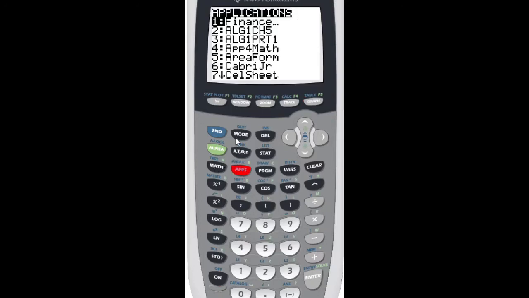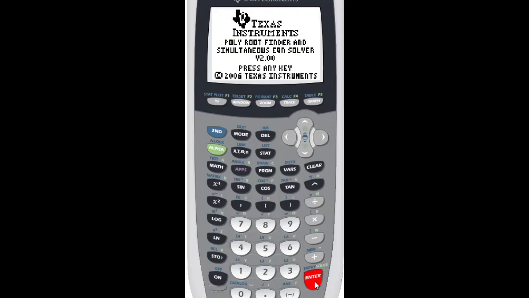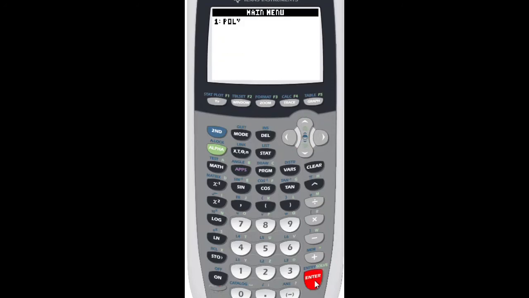So we go to apps, and we're going to go down to the PolySim app. And yours probably only has a couple of apps in it, but I have to scroll all the way down to get to my PolySim app. So it looks like PLYSMLT2. That's what we're going to. Click enter, and it says press any key, so you can click any button.